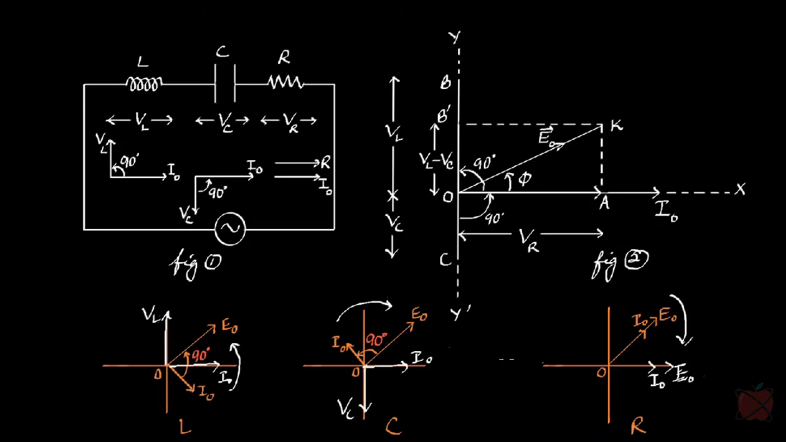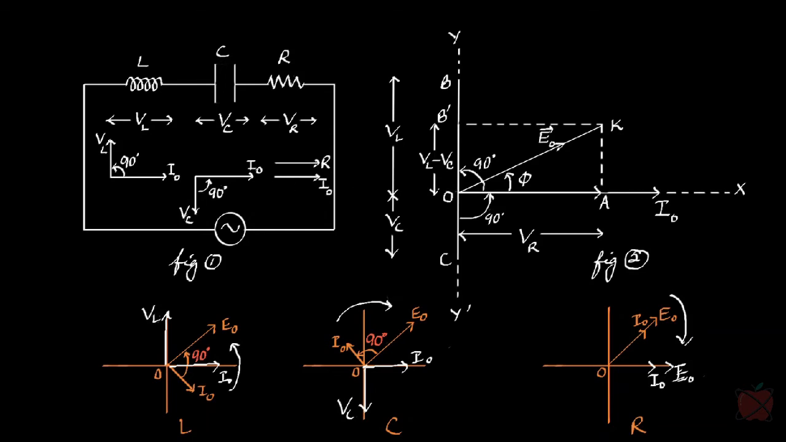Got it? Okay, so if we do that, we will get these kind of phasor diagrams. Are we clear here? Then next, what do I do? I take this phasor diagram and I put it here, and I put it here. You see, this VL is from here till here, denoted by OB, and I naught is denoted by OX.